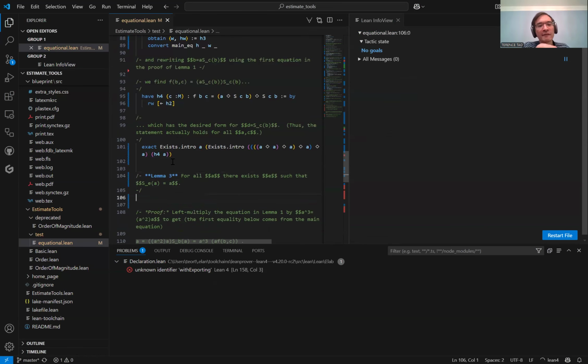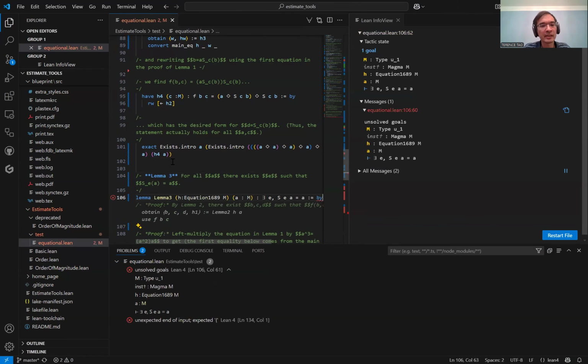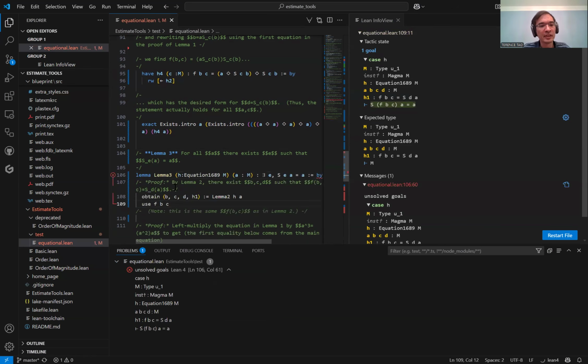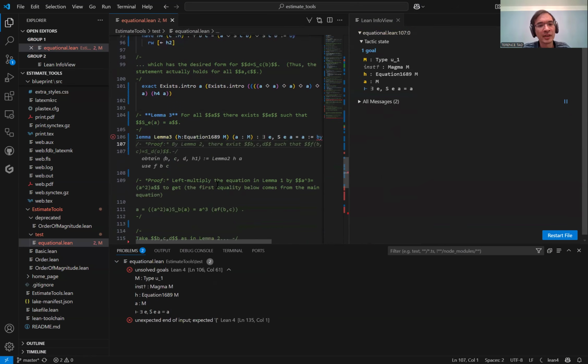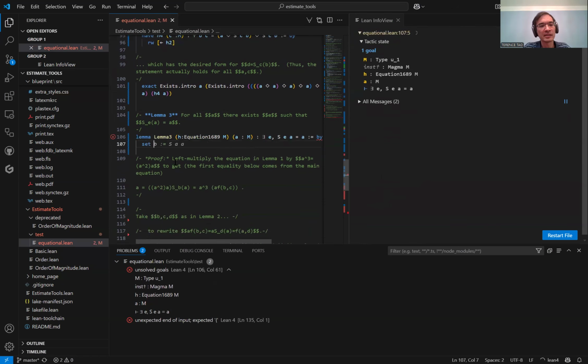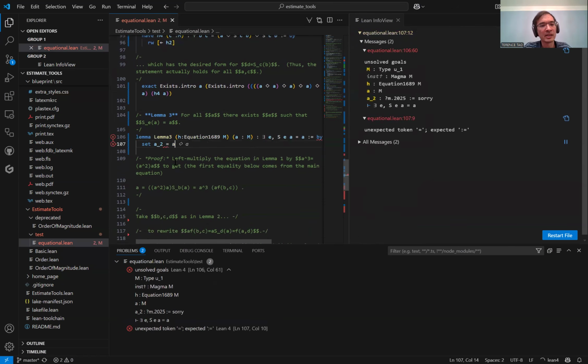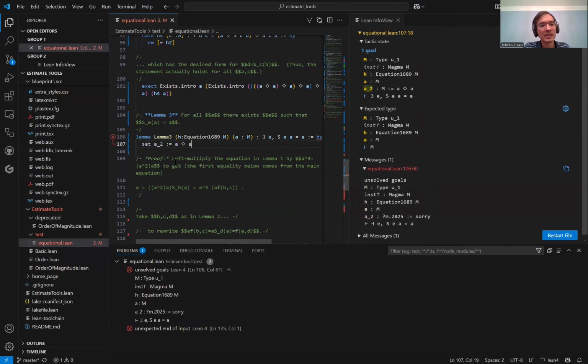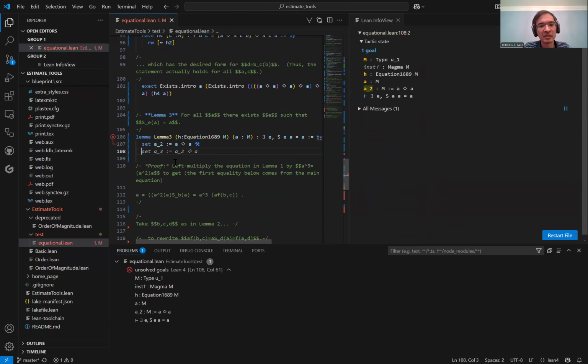Lemma 3. For all A, there exists an E such that SEA equals A. Yeah, that's actually what I want. Good. All right, let's do that. Proof. Okay, proof. Left multiply the equation A1 by A cubed equals A squared plus 1. So let's set A squared to be A times A and set A cubed to be A squared by 3. Left multiply to get this identity.